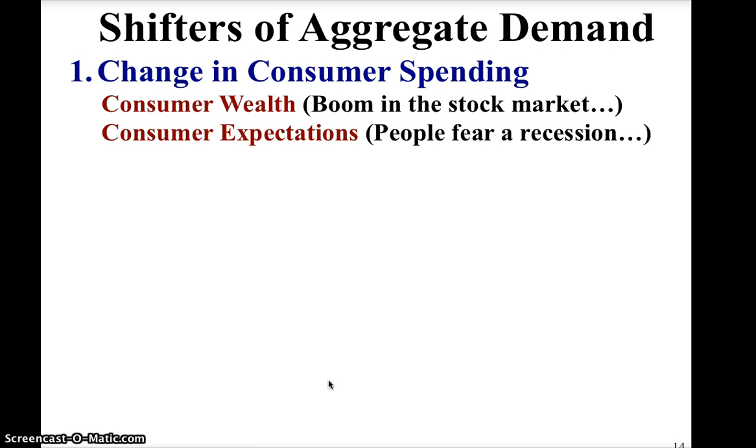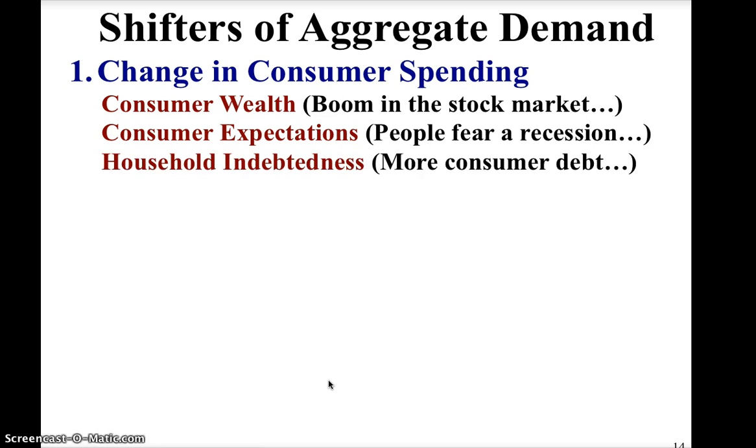If there are consumer expectations, a lot of our economy is actually about trust and faith and confidence. So if people fear that a recession is coming, like after 9/11, everybody knew that a recession was going to come because when you're attacked, people tighten up. That's going to cause consumer spending to go down.